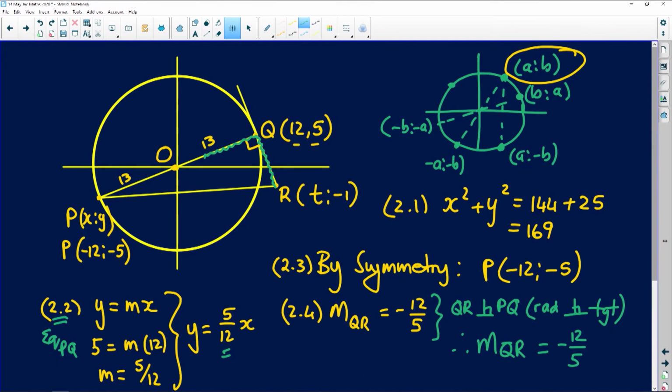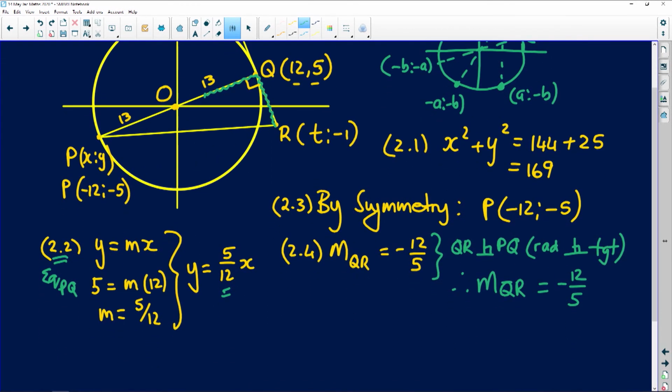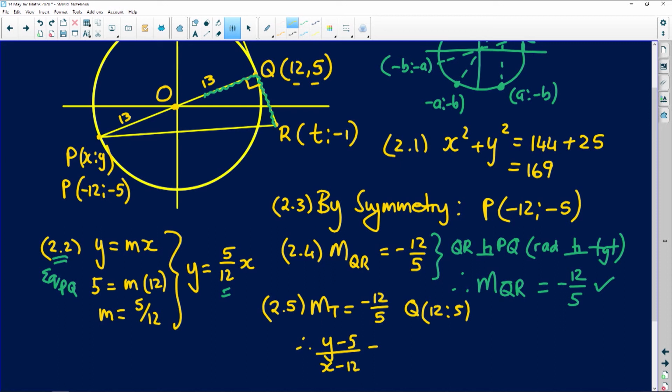Now, the next question is asking us, determine the equation of QR. Find the equation of that tangent. Do we have the gradient of the tangent? Yes. So for 2.5, the gradient for the tangent we've just found is minus 12 over 5. And the point of tangency is point Q, which is the point 12 and 5. So here we go. y minus 5 over x minus 12 is equal to minus 12 over 5.